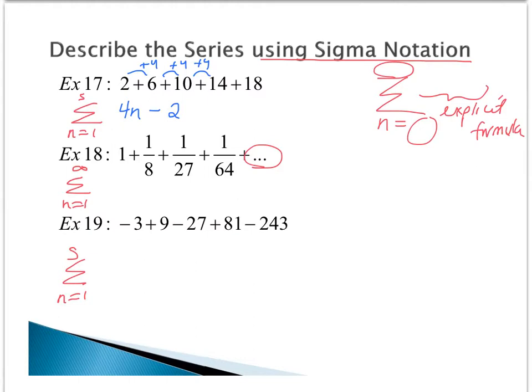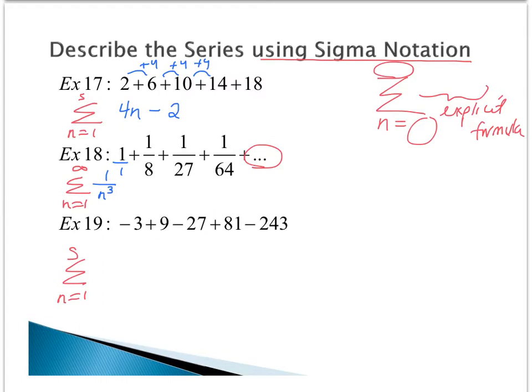When we look at example 18, using a similar idea, we will recognize that all of these are 1 over perfect cubes. So we could write our formula as 1 over n cubed. You could also write n to the negative third power, however we prefer our exponents to be positive.